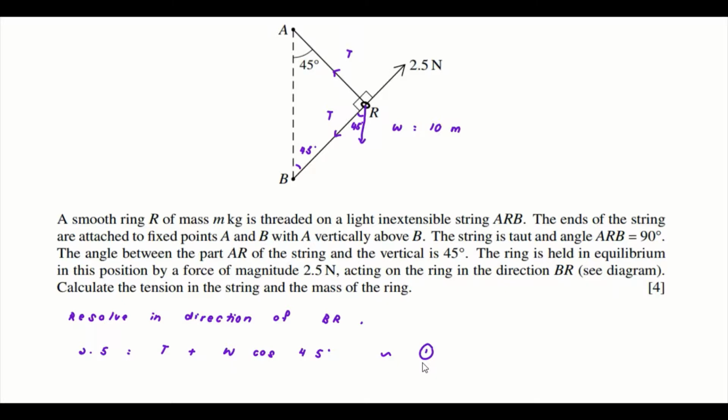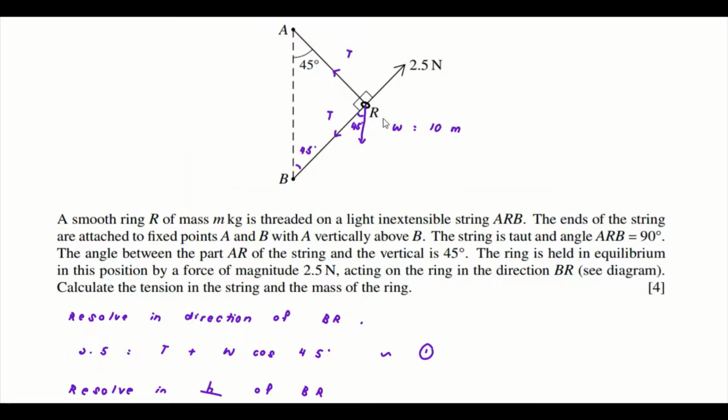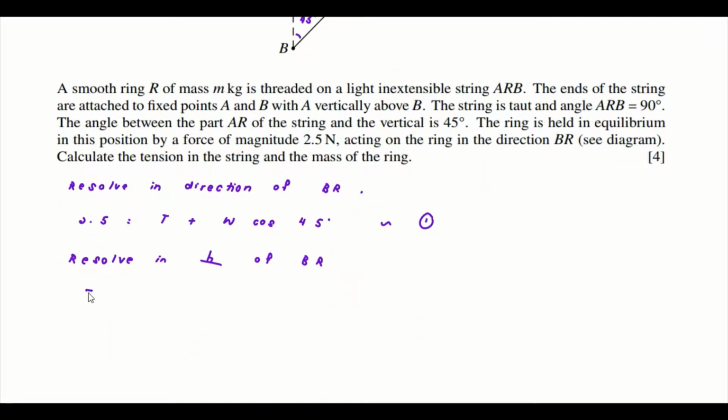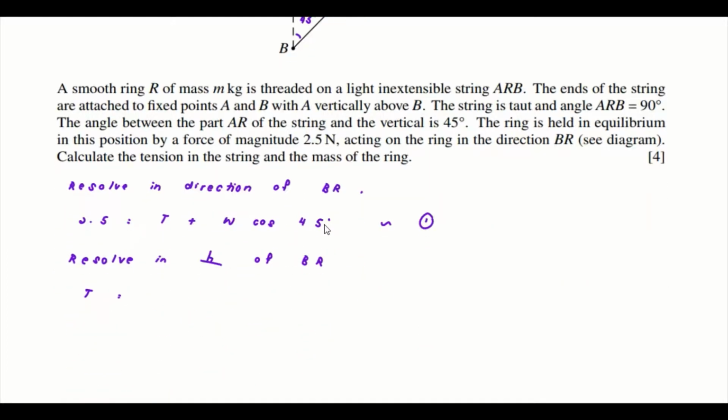Then after that, we move on to the second one, which means we try to resolve in the perpendicular direction. I don't want to write so much. Perpendicular of BR. This is going to give me what is on this line. So I have a tension that is moving upwards, so that's T. Then it will be equal to, the tension here and the 2.5, these two forces are perpendicular to T, so they create zero force there. So the only thing is the weight here after you resolve. So this is the weight, W sin 45.